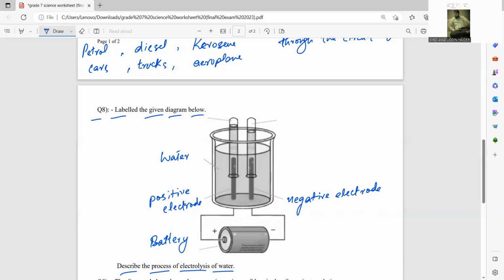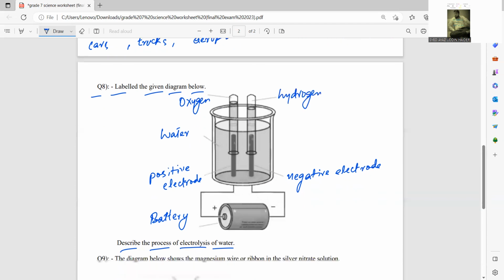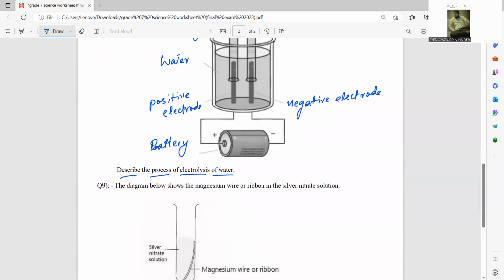Oxygen is produced at the positive electrode. So you write oxygen here. And hydrogen is produced on the negative electrode. So I'll write hydrogen here. Describe the process of electrolysis of water.